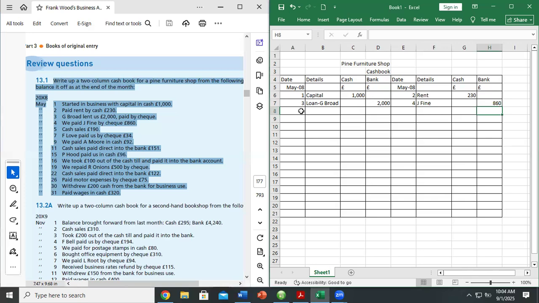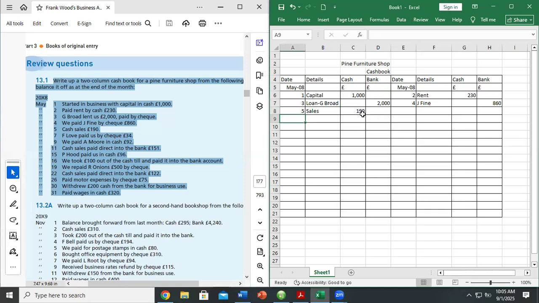On the 5th, cash sales. So we sold goods and we received cash sales. So that's on the 5th. So the details will be sales, and we put it under the cash of 100.